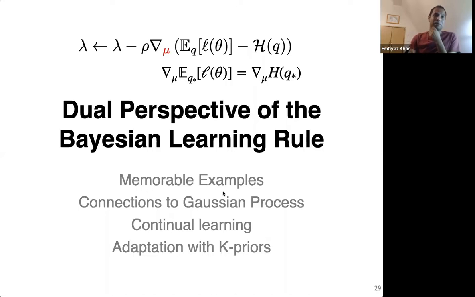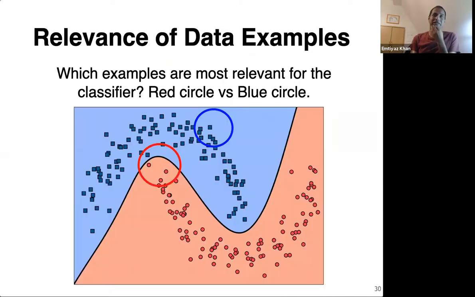The first part, memorable experience, I will talk about how you can take this fixed point of this Bayesian objective, and then perturb it to understand what data points are important. Okay, so I think many of you have probably seen this in my neural tutorial, if you have seen that.